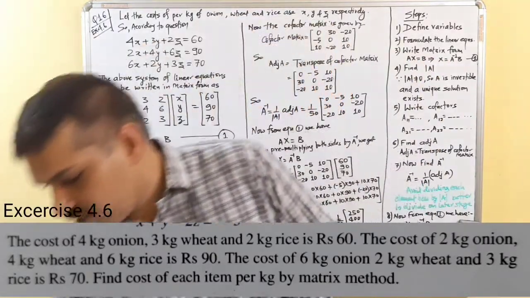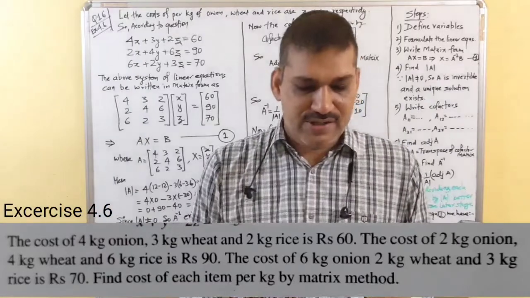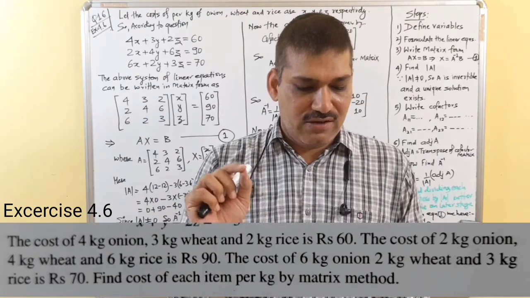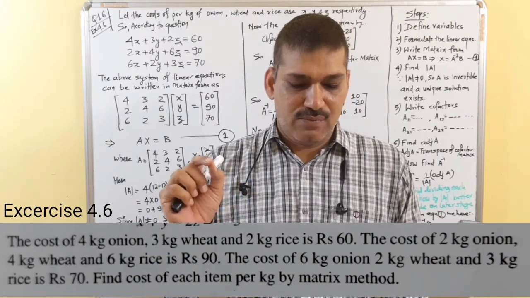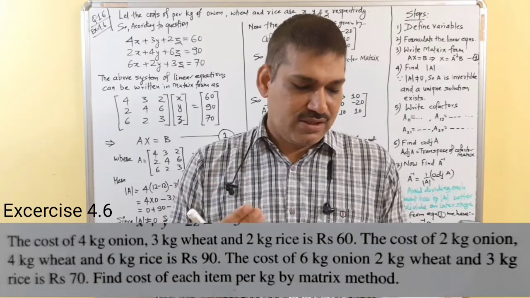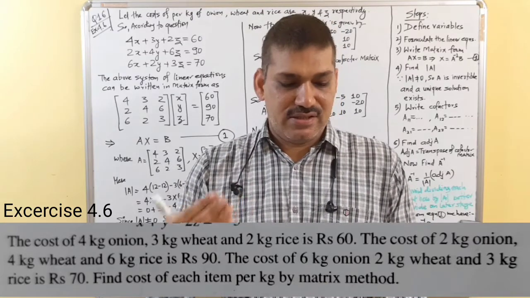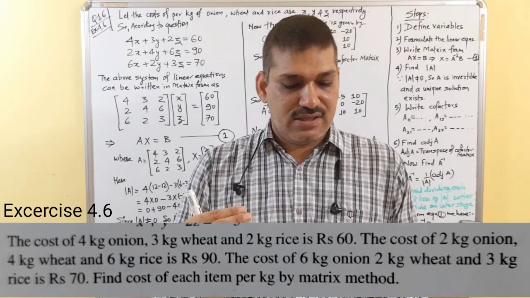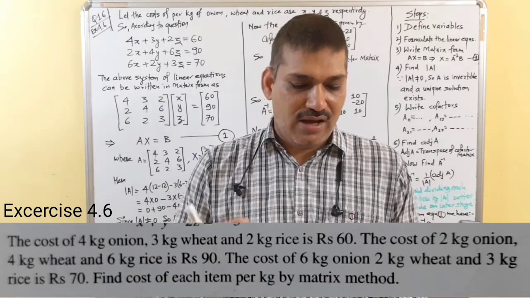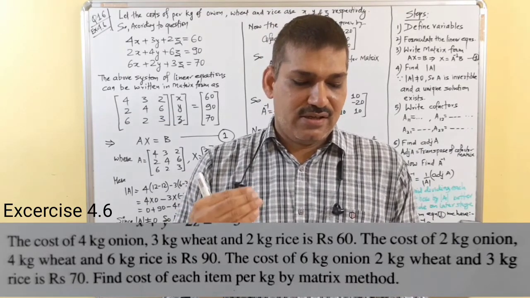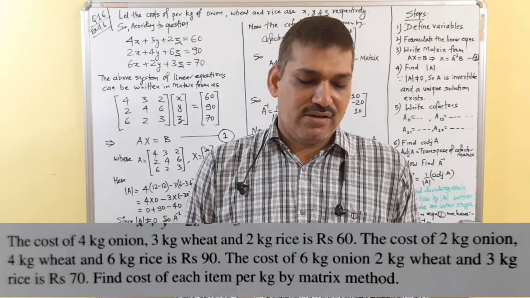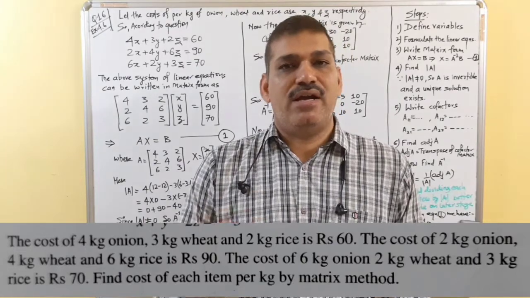Let's talk about the last question of the exercise 4.6 that says the cost of 4 kg onion, 3 kg wheat and 2 kg rice is rupees 60. The cost of 2 kg onion, 4 kg wheat and 6 kg rice is rupees 90. The cost of 6 kg onion, 2 kg wheat and 3 kg rice is rupees 70. Find the cost of each item per kg by matrix method.